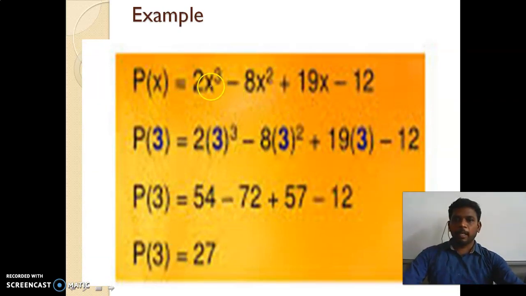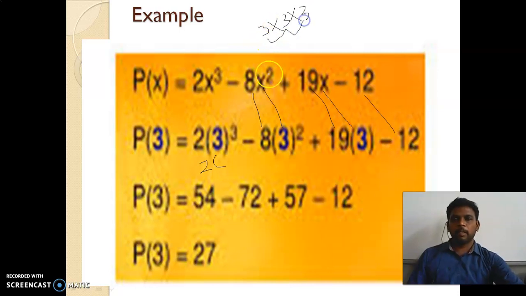Instead of x, I put x equal to 3. So 2 into 3 cube minus 8 into 3 square plus 19 into 3 minus 12. For 3 cube, we have to multiply 3 three times, so 3 into 3 into 3. 3 threes are 9, 9 threes are 27. So 27 will come inside the bracket. Then minus 8 into 3 square, and 3 square means 3 into 3, 9. Plus 19 into 3, and then minus 12 as it is.